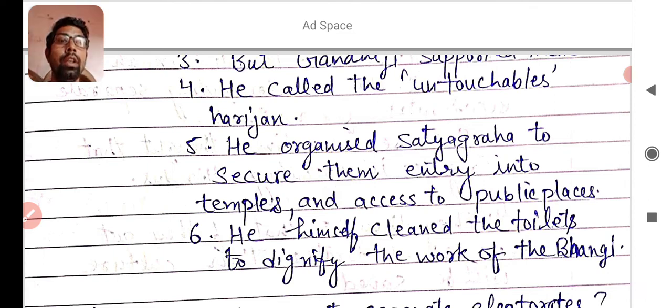And he himself cleaned the toilets to dignify the work of the Bhangi. You know that a group of that society involved in such type of work was known as Bhangi. Gandhiji himself cleaned the toilets to give importance to the work of the Bhangi. I hope you learned the next point also: how did Gandhiji support Dalits or the SC classes during the civil disobedience movement? And you also learned their problem, why they were annoyed with Congress.